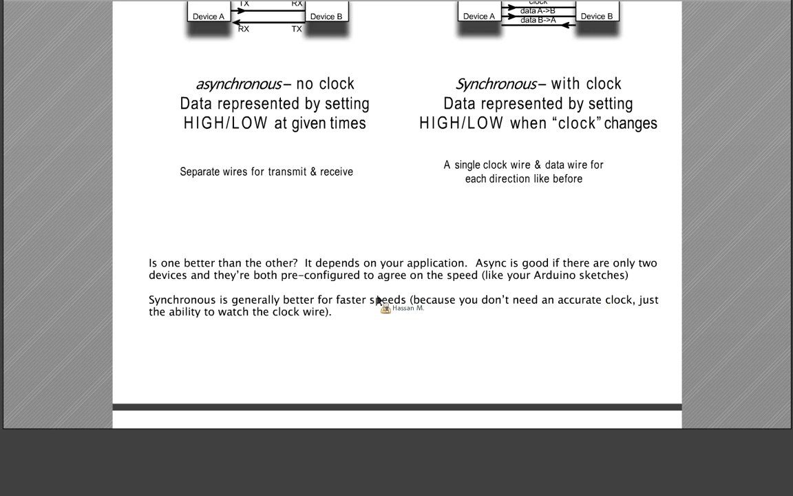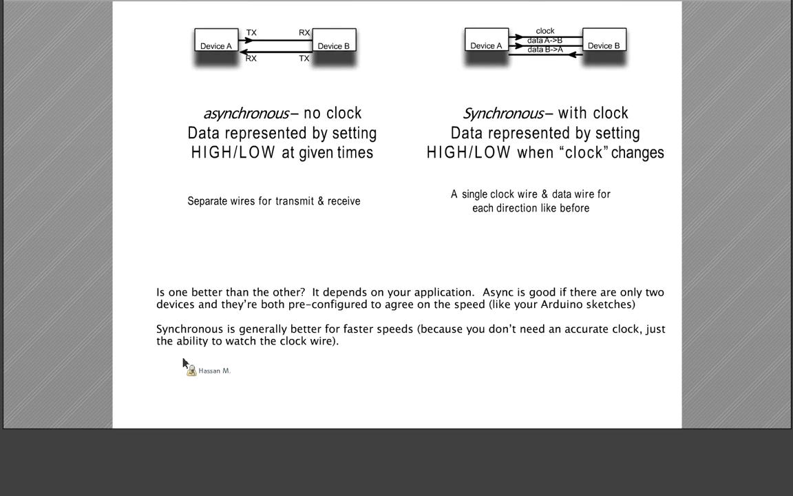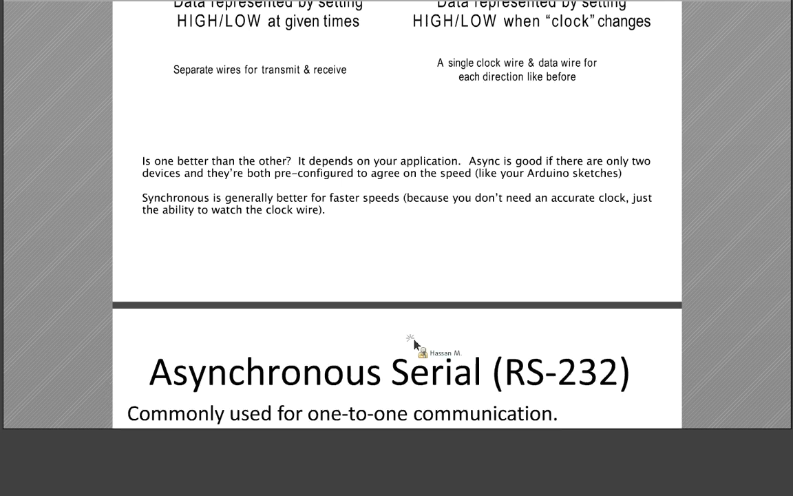Synchronous is generally better for faster speeds. Why? Because you don't need an accurate clock, just the ability to watch the clock wire. For example, by the rising edge of a clock or by the falling edge of a clock, we can transfer a bit of data. And in this way, we can increase the speed of our data transfer.